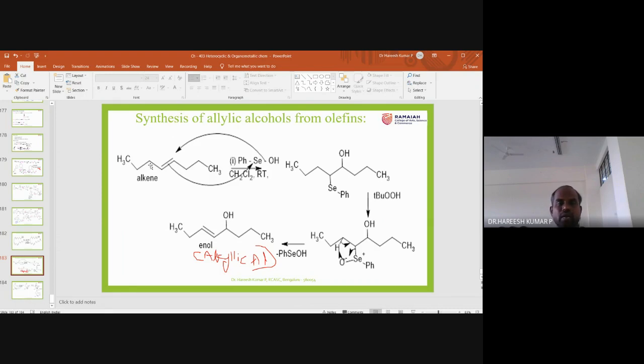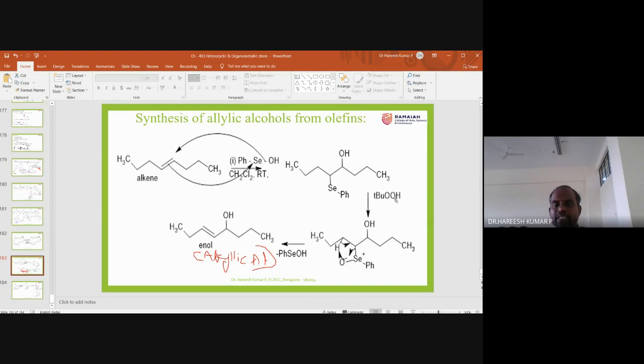So I am taking one alkene. It's a symmetrical alkene. So what will happen? When the alkene is treated with phenyl selenyl hydroxy group, just like an addition reaction, SePh will add to one carbon and OH will add to another carbon. So that is how a compound is obtained.